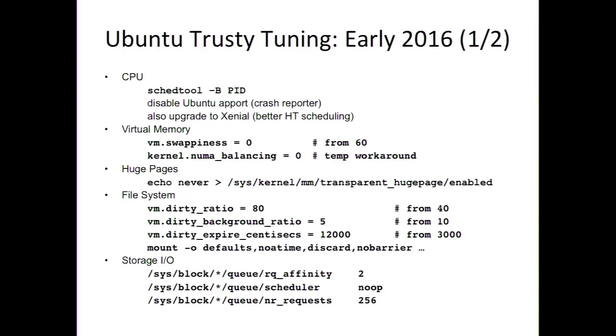So we do things like, we are running Ubuntu Trusty, but we will disable apport, the crash reporter, because it can eat too much CPU. VM swappiness, we set that to zero, although as you heard in the previous talk, you may run into OOM killer strife to keep an eye out for. NUMA balancing was also in the previous talk. We found that can eat 40% of CPUs because of a bug in Trusty, but that got fixed in later kernels, so that's a temporary workaround.